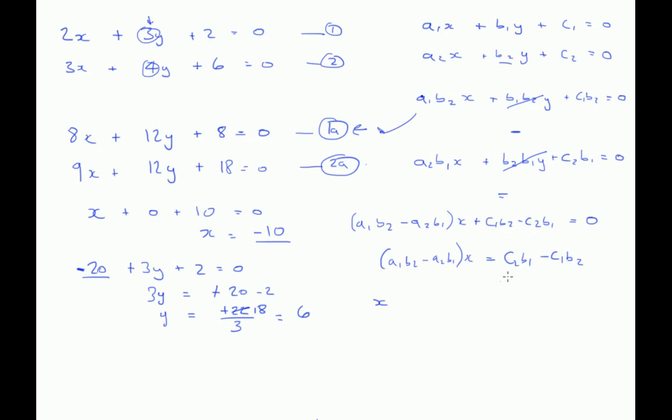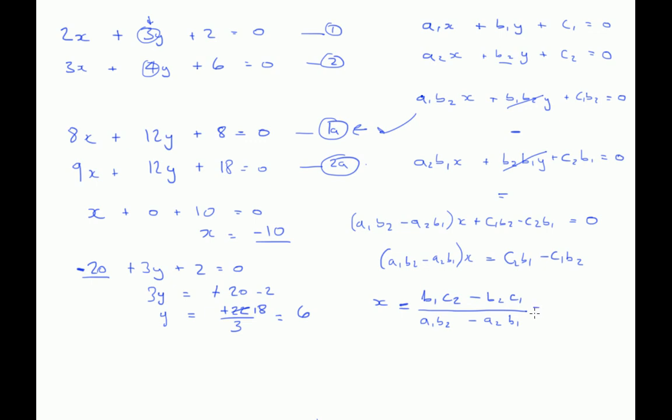This equals, let me just swap those round. So c2 b1 is the same as b1 c2. So I'll call that B1 C2 minus, and again, B2 C1. Okay, and then that is divided by these coefficients, which are our A1 B2 minus A2 B1. Okay, that's equal to.